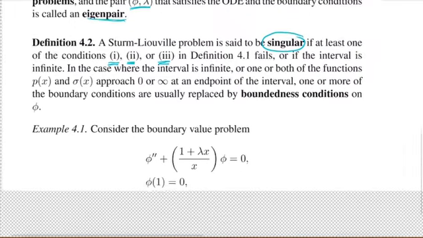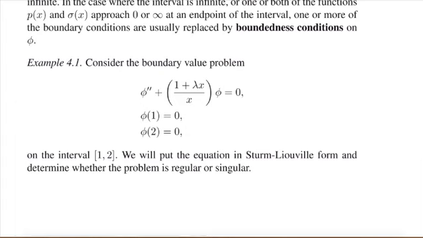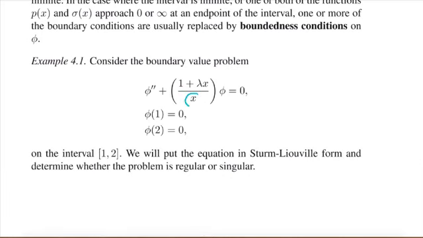Now, let's do an example which is maybe not as easy or as trivial as the one before. So we have phi double prime plus (1 plus lambda x) divided by x times phi is 0. Phi at 1 is 0, phi at 2 is 0. So you should already be aware that you are dividing by x, okay? So x should not be 0, otherwise you are in trouble. The boundary conditions are given at 1 and 2. So we have 1 is less or equal to x, less or equal to 2. So we are lucky, because x equal to 0 is not part of this interval, so we have no trouble with the denominator.